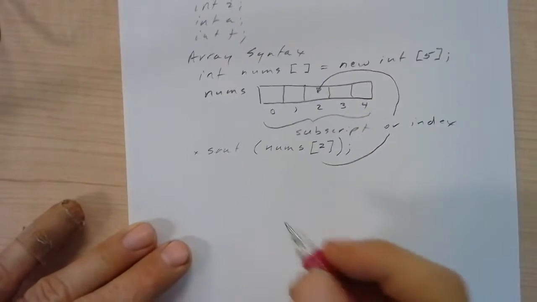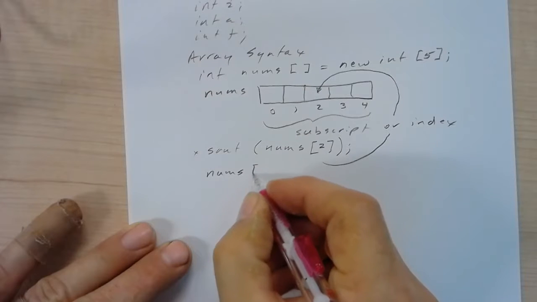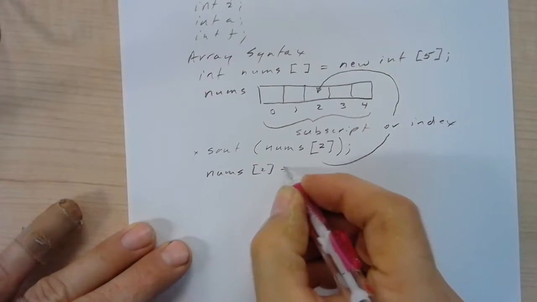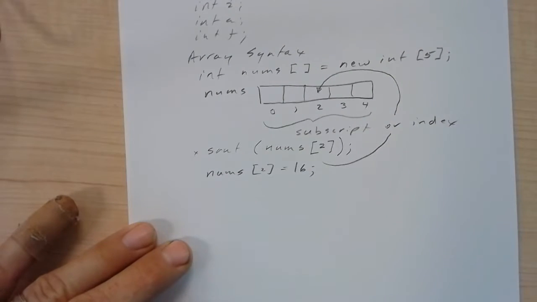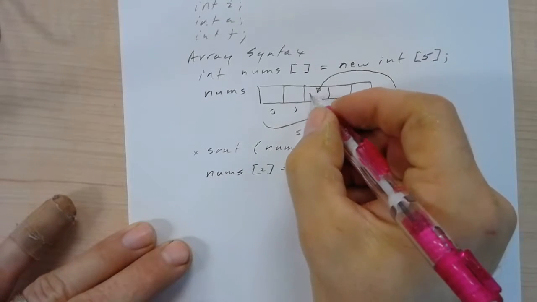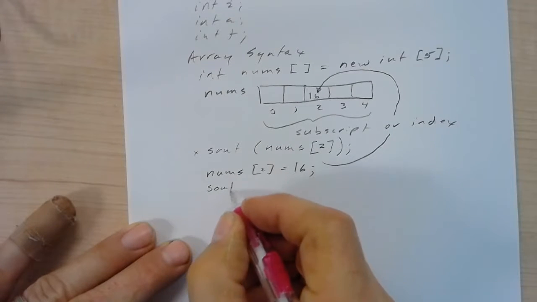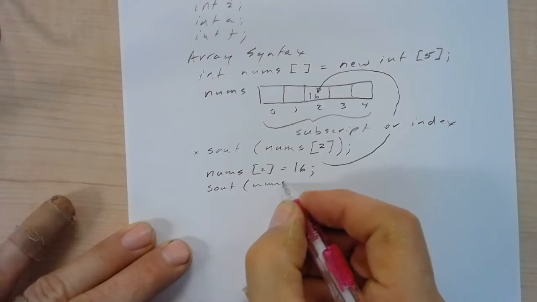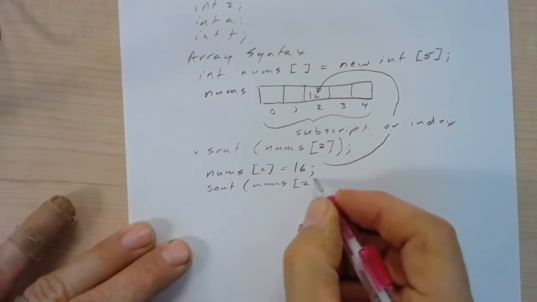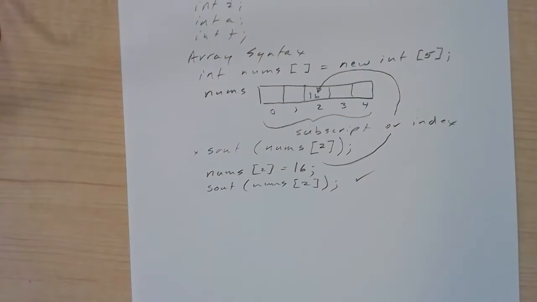However, if we first said nums at position 2 equals 16, into that one individual integer location it would place the value 16. And then if we did sysout nums at 2, everything would be fine. It would work fine.